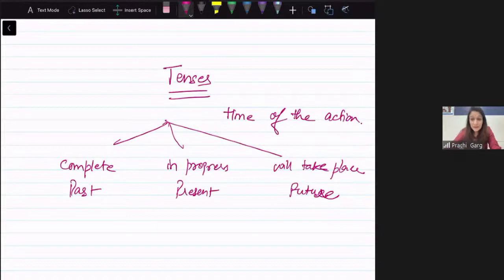Okay. Spelling of query. Okay, never mind.